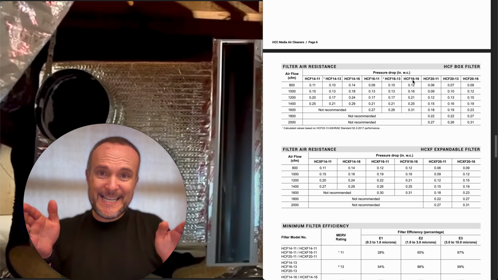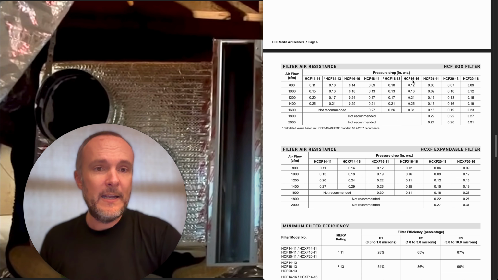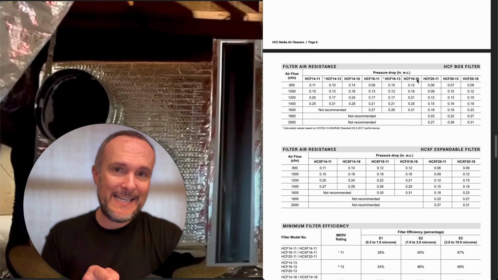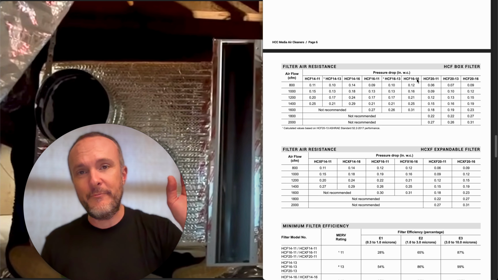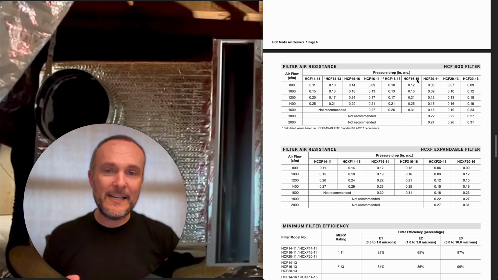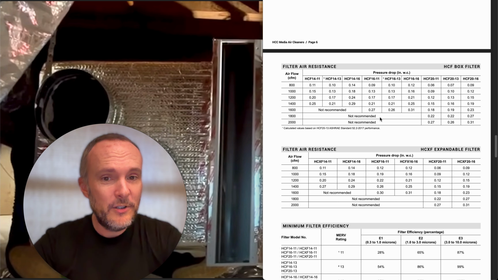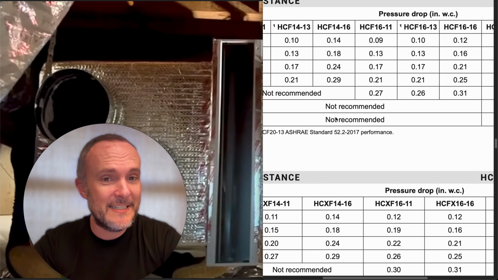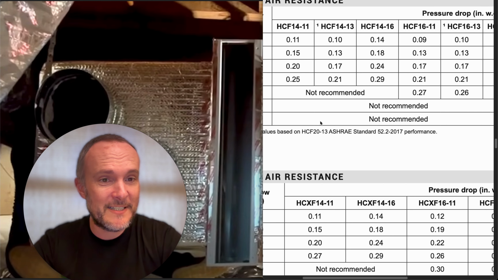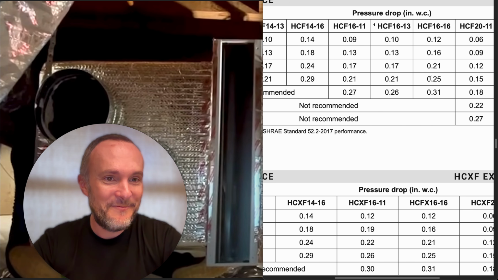So the filter size is 16 inches by 25 inches by 5 inches deep, and it runs a MERV 16 filtration rating. That's a 95% capture rate of big particles and small particles in a single pass through that filter. That's really nice. But when you look at the rating for 2,000 CFM, which is what we found out his air conditioner actually is, a 5-ton air conditioner, 2,000 CFM, not recommended for that filter size.